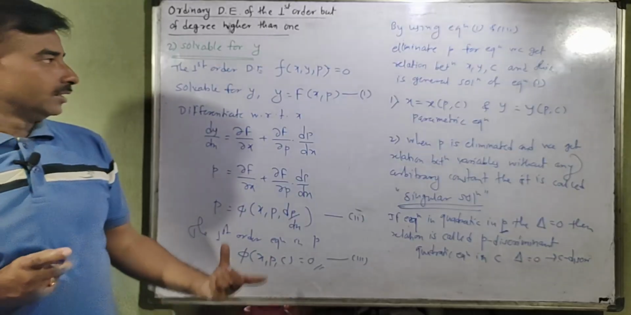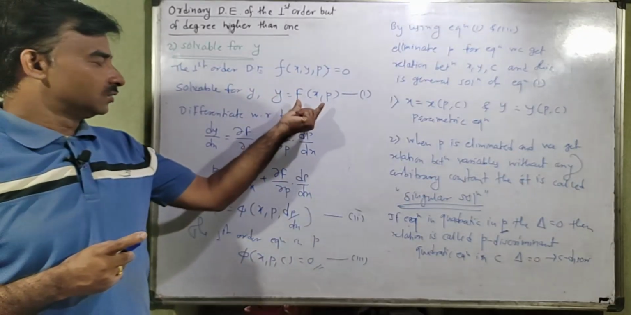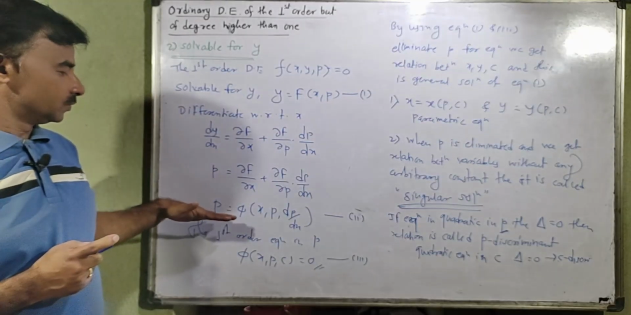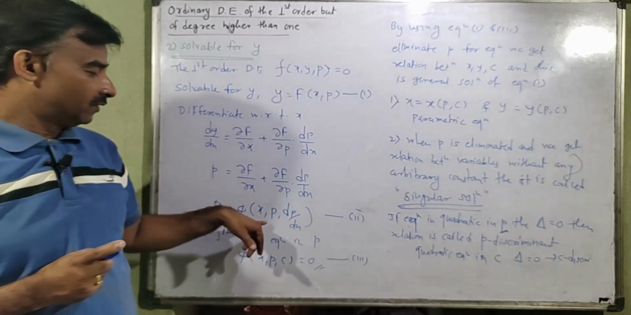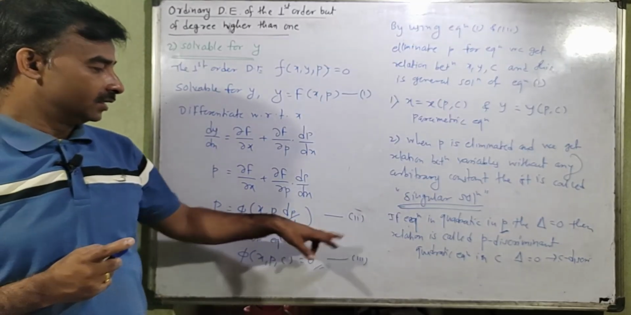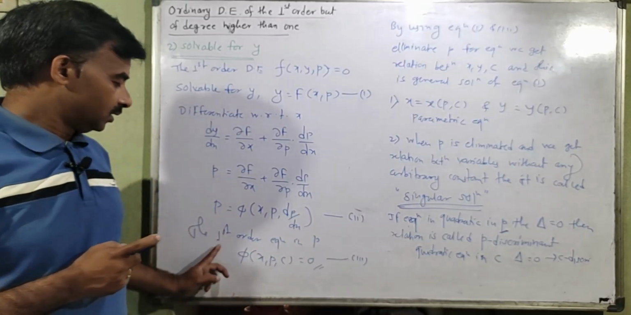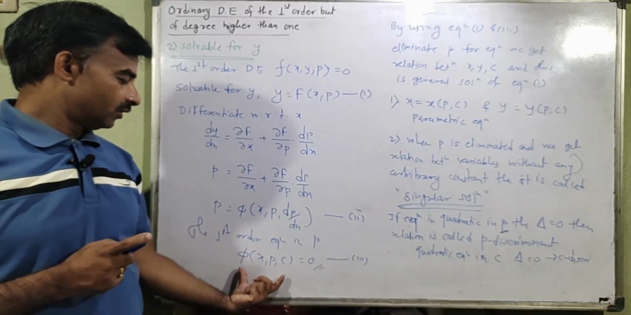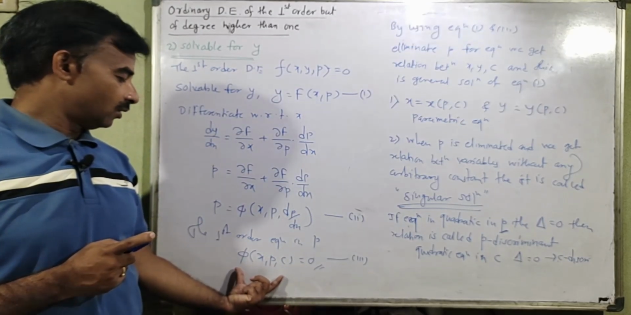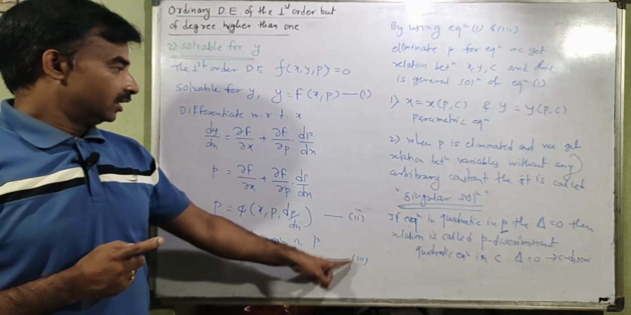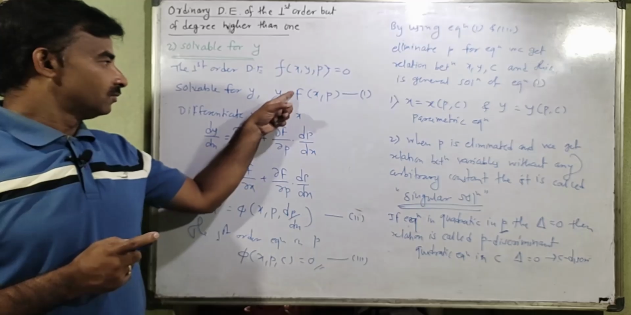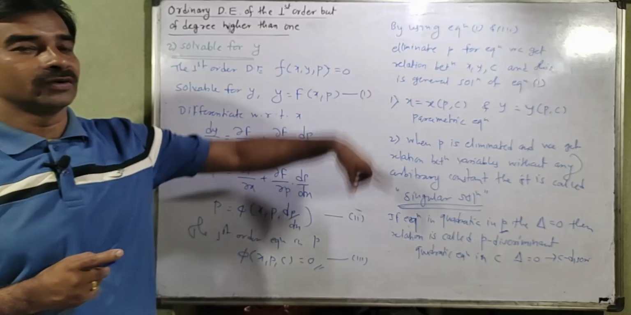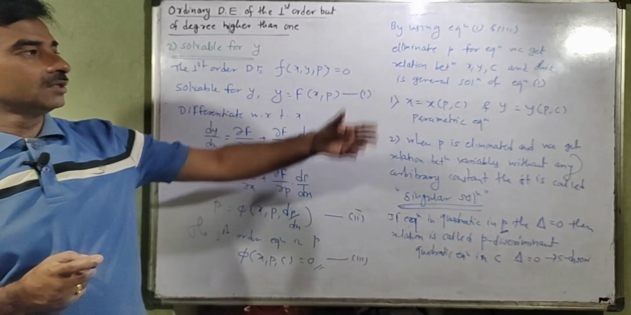Okay, and this is the equation solvable for y. Here we take y is equal to f of x, p, which is equation 1, and differentiating with respect to x, you will get p is equal to phi of x, p, dp by dx, which is the second equation. Solving this differential equation for p, you will get the result, and eliminating p from these two equations, you will get the final solution, which is a relation between x, y, c. But sometimes it is a very tedious job.